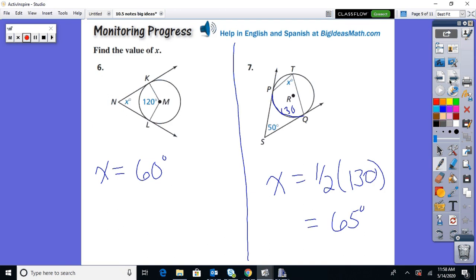All right, here we go. First one, easy peasy, baby. They add up to 180. So the x is 60. And in number 7, you gotta do that same thing we did last time. So I know that the central angle would be 130, so this arc is 130, and since x is on the edge of the circle, it's inscribed, then I'll cut it in half, so x would be 65.